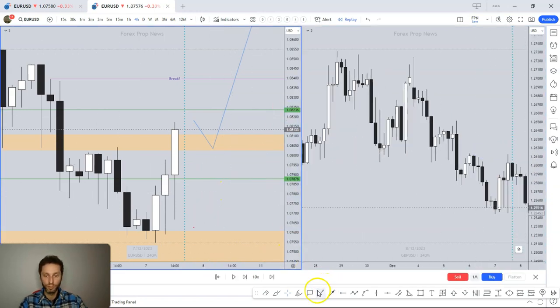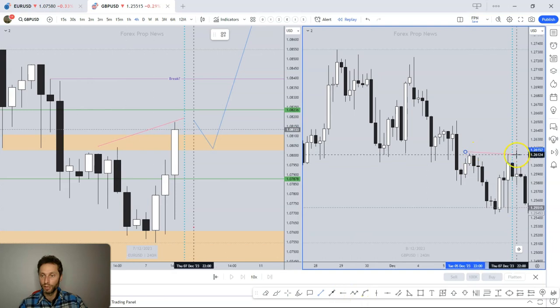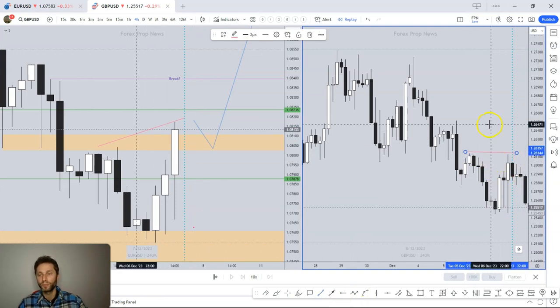So let me just point that out to you so it's very clear. We have this high, which broke higher. And in this case, we do not have a high. In fact, it is lower. What does that tell us?